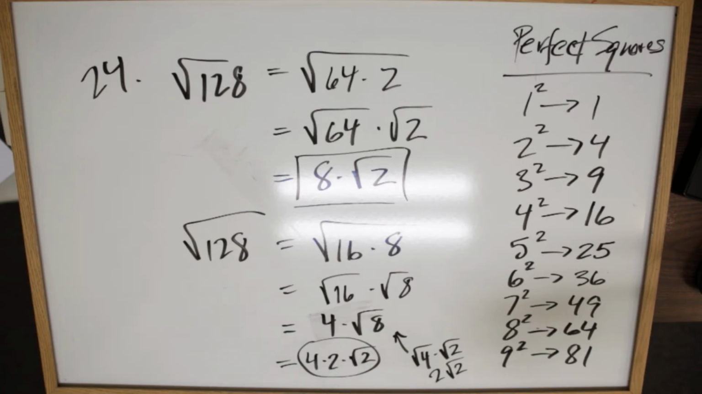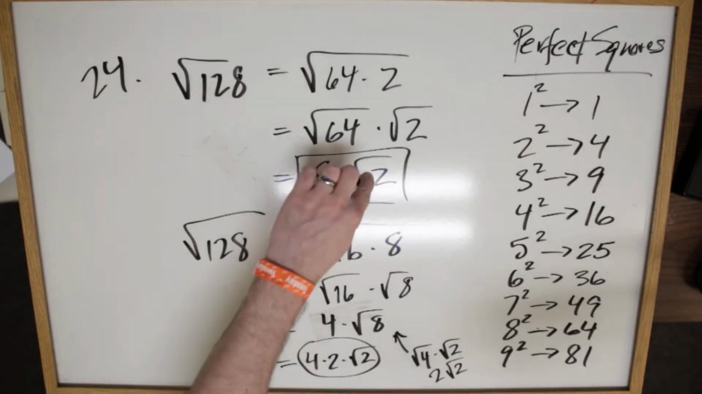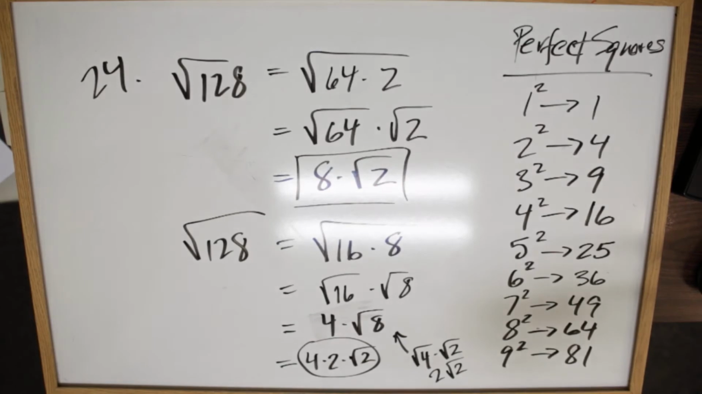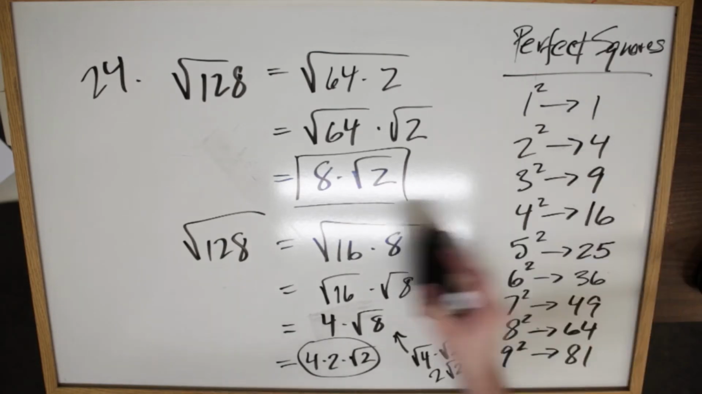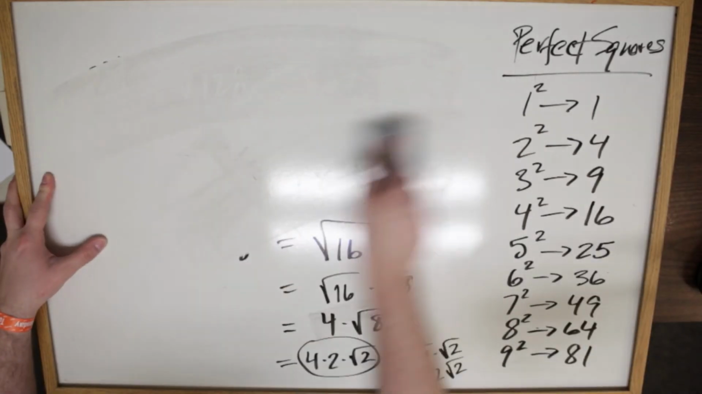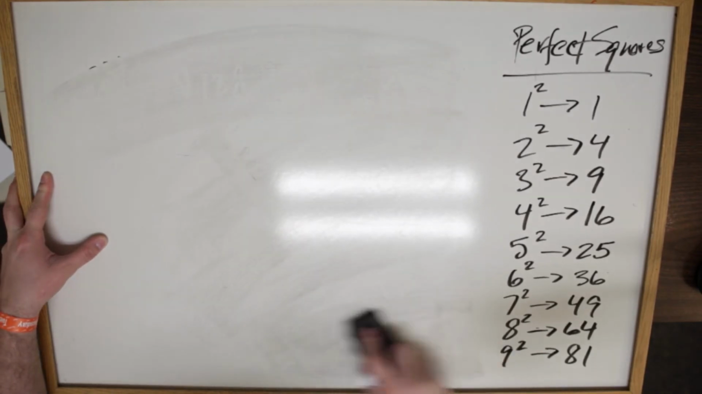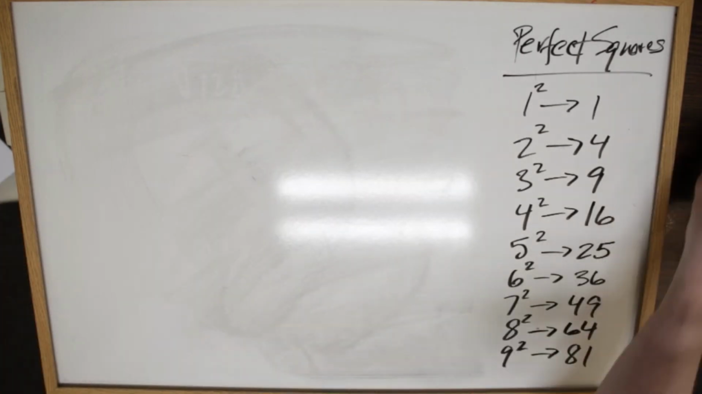Simplest form is usually going to bring it down to the point where the thing that's inside the radical is just not going to be able to be factored into a perfect square any further. Okay, so that's 24. And let me keep these perfect squares here on the side just as a reference.